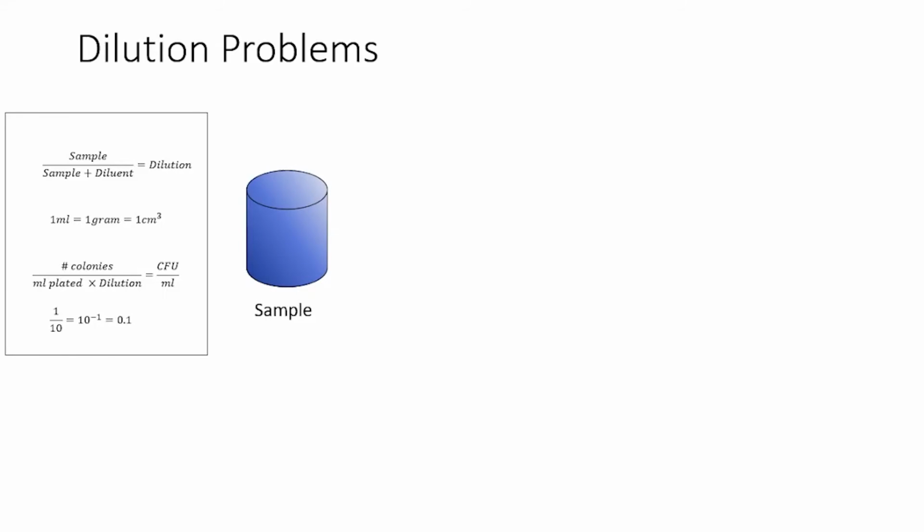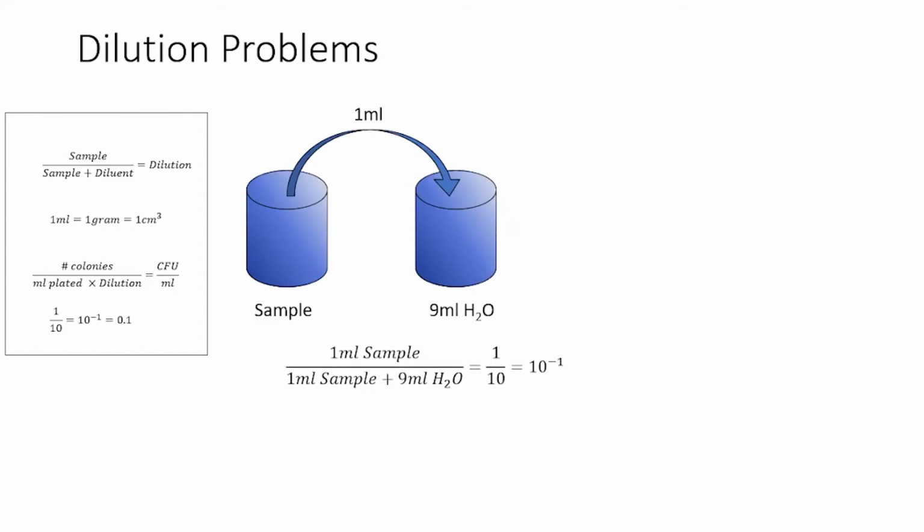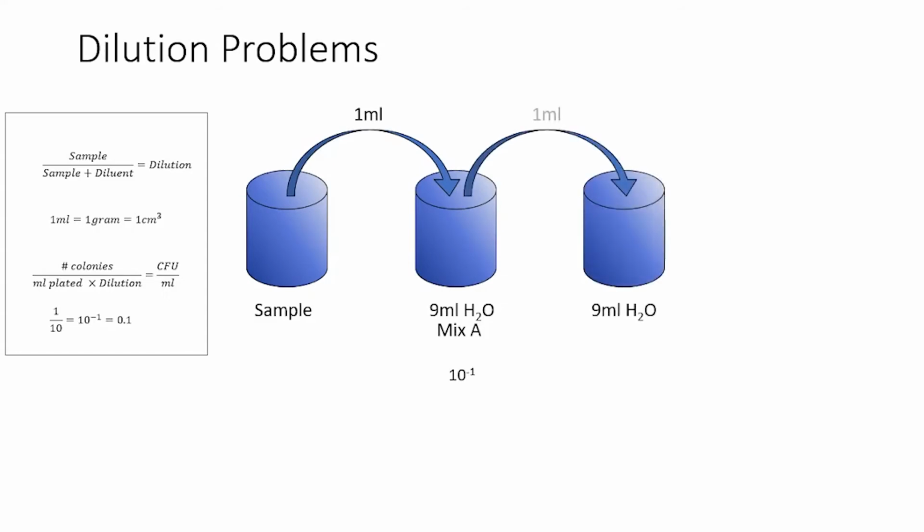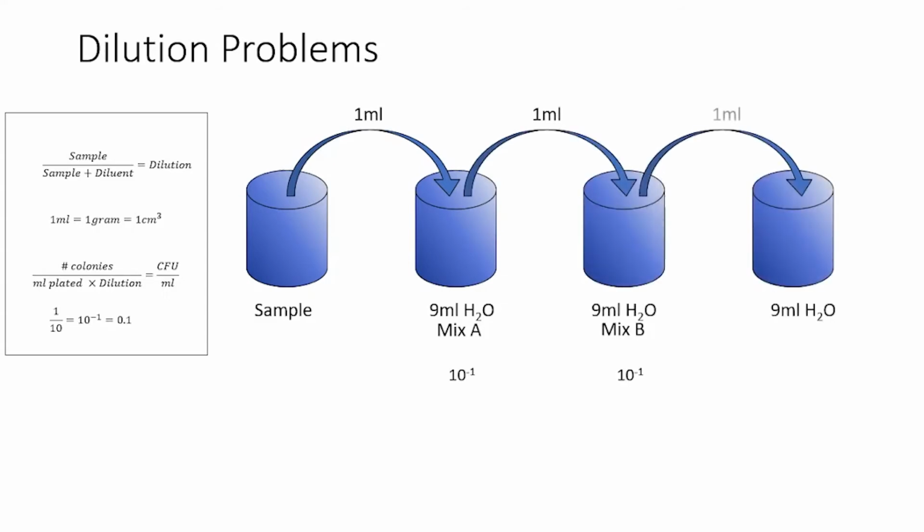So let's do an actual experiment that we'll do. We're going to take some sample, we're going to take 1 mil, we're going to put it into 9 mils, that's a 10 to the negative 1 dilution. That's going to be our mix A. And we're going to do that again. And we're going to do that again. So these are each 10 to the negative 1 from each other. This is 10 to the negative 1 from this, this is 10 to the negative 1 from this.